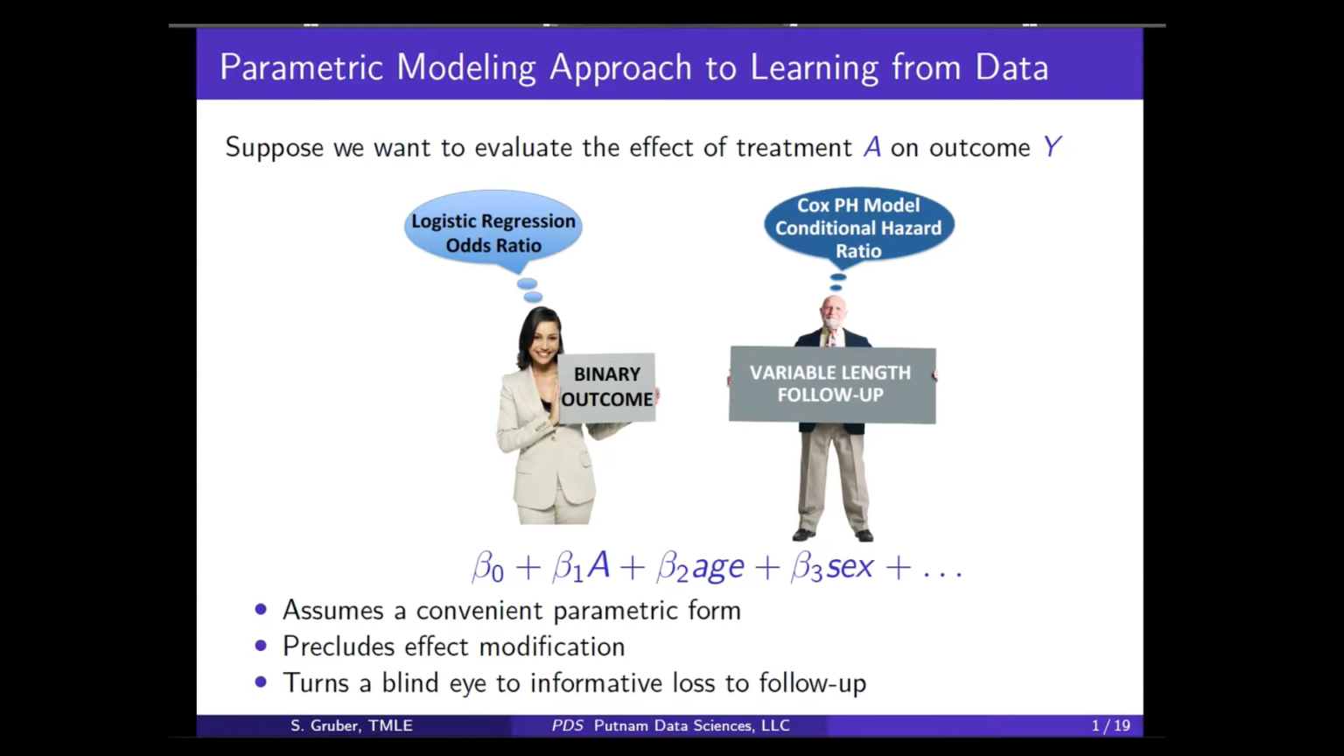And then the person on the right thinks, well, we've got some people followed up for different lengths of time from others, so I'll use a Cox proportional hazards model to estimate a conditional hazard ratio. Neither one of them is wrong. Neither one of them is necessarily right.